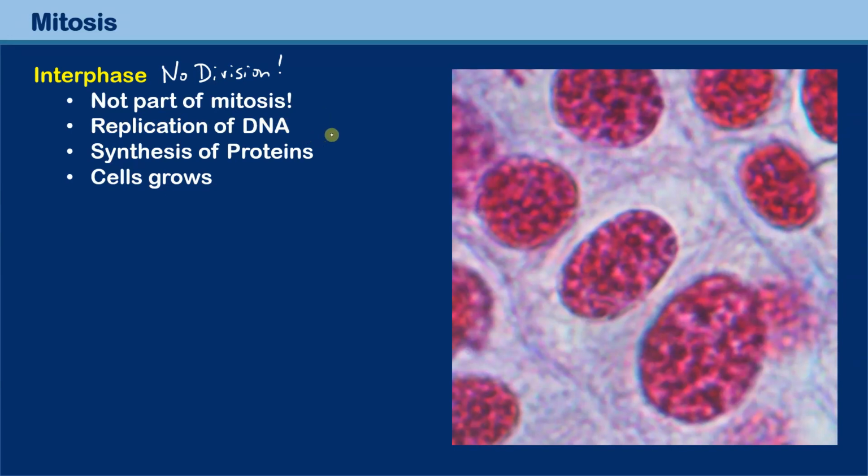We have to have two cells at the end after division, so we have to copy the DNA of the parent cell first. During interphase, of course, also proteins are made because that's basically what cells do when they live, and the cell also grows in size. And what you see over here is that the nucleus is visible. That's maybe also something that you would like to add over here. Nucleus visible.